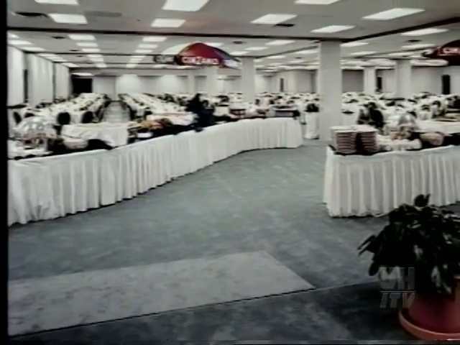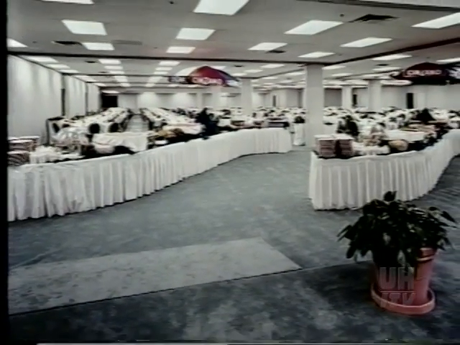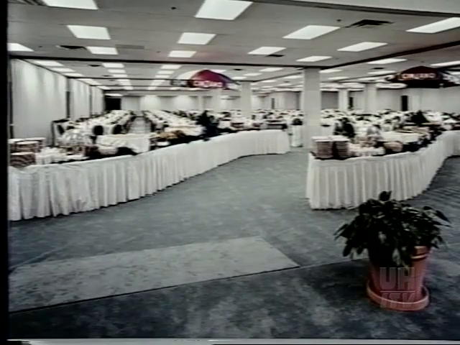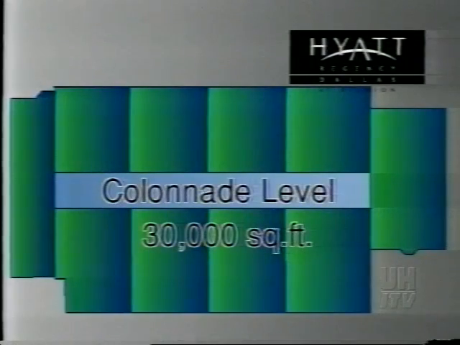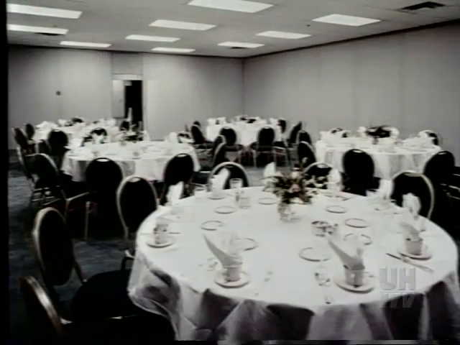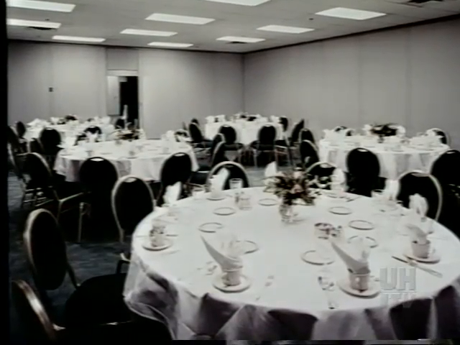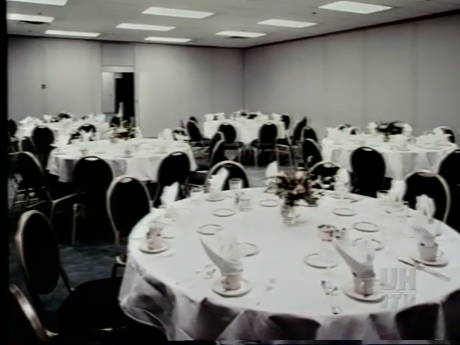Easily accessible and just one level below the lobby is the Colonnade Meeting and Exhibition Hall. This multi-use facility provides 30,000 square feet of exhibit space, or can be broken down into 8 rooms of varying sizes. These rooms can accommodate groups of 10 to 1,100 for meetings or banquets.